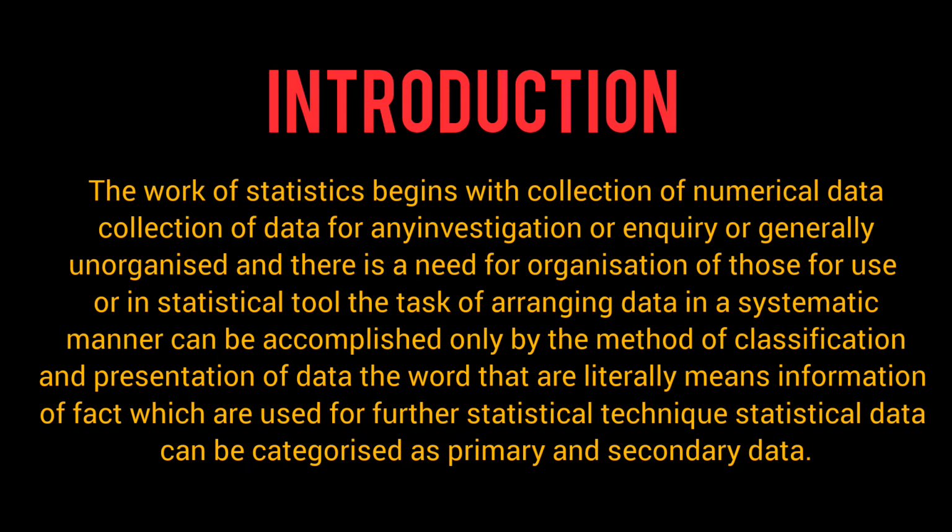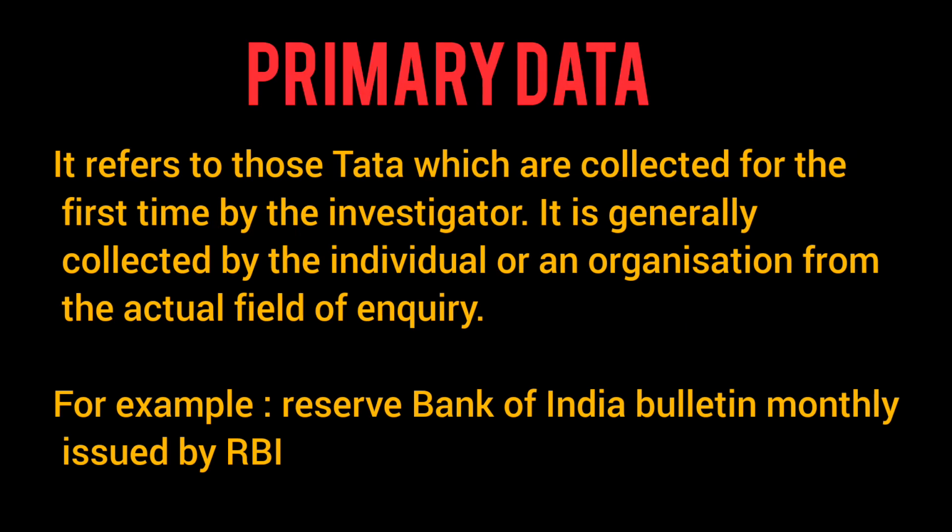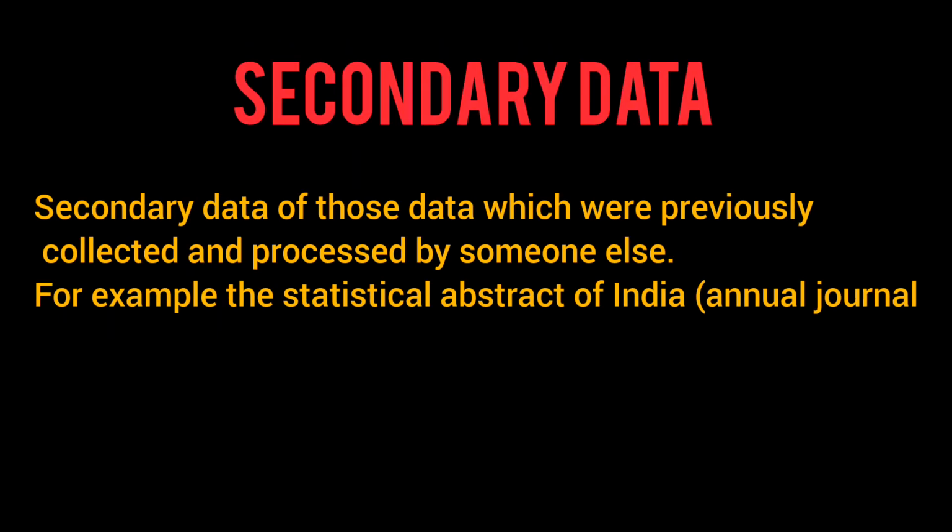Statistical data can be categorized as primary and secondary data. Primary data refers to those data which are collected for the first time by the investigator. It is generally collected by an individual or an organization from the actual field of inquiry. For example, the Reserve Bank of India Bulletin, issued monthly by the RBI. Secondary data are those data which are previously collected and processed by someone else. For example, the Statistical Abstract of India.